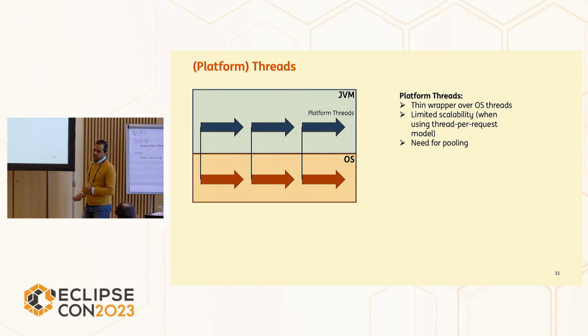And there is a need for pooling. Because creating an operating system thread is a resource-intensive task, you don't want to create platform threads willy-nilly, right? When you create a platform thread, you don't want to throw it away when you're done with it. So that's why we pool them. We put them in a thread pool so that next time when you need a thread, you get it from the pool. Right, so that's with platform threads.